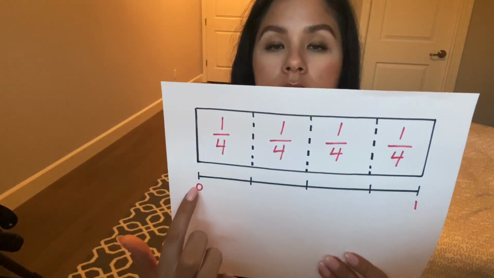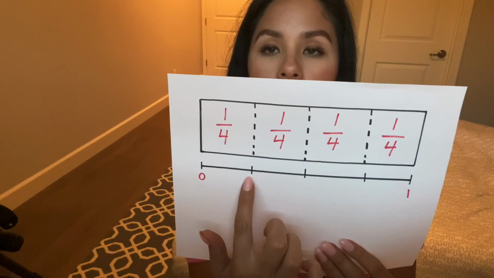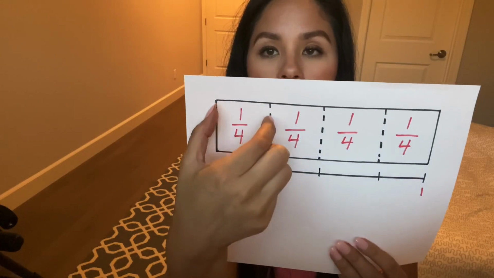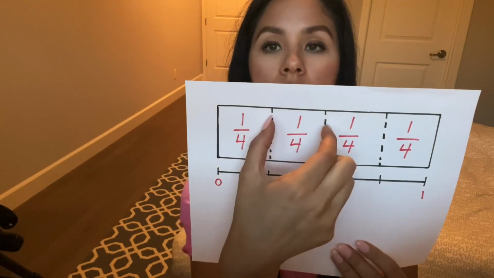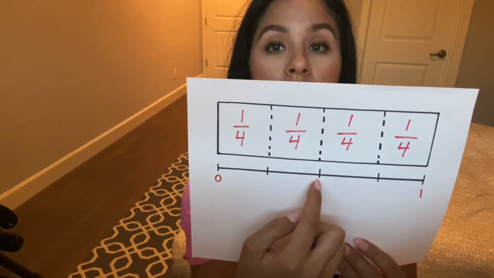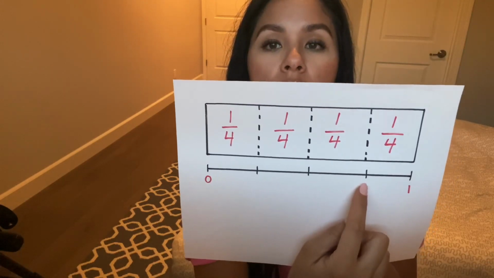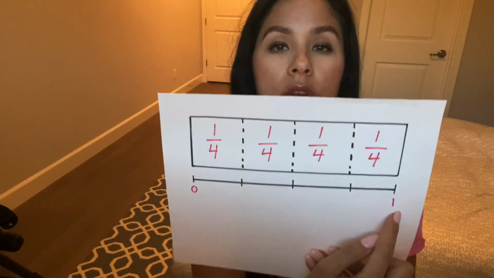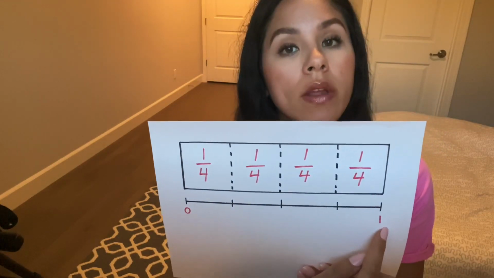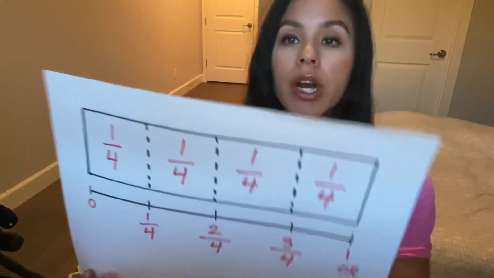So if we are at 0, this first tick mark is going to be, you could see here, there's chunks here, 1/4. The next one would be 2/4. The next one would be 3/4. And this would be 4/4, or that's why we have the 1 there, 1 whole, okay? So we have 1/4, 2/4, 3/4, and 1 whole, or 4/4. Let me show that to you here.